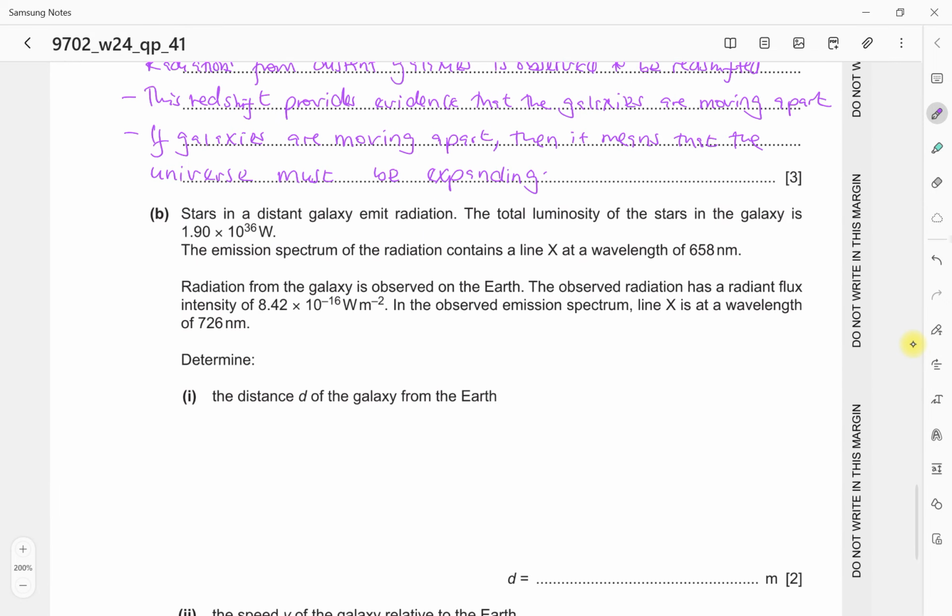Stars in a distant galaxy emit radiation. The total luminosity of the stars in the galaxy is 1.9 times 10 to the power of 36 watts. The emission spectrum of the radiation contains a line X at wavelength 658 nanometers. Radiation from the galaxy is observed on the Earth. The observed radiation has a radiant flux intensity. Remember, radiant flux intensity is equal to L over 4 pi d squared. In the observed emission spectrum, line X is at a wavelength of 726 nanometers. Determine the distance d of the galaxy from the Earth.